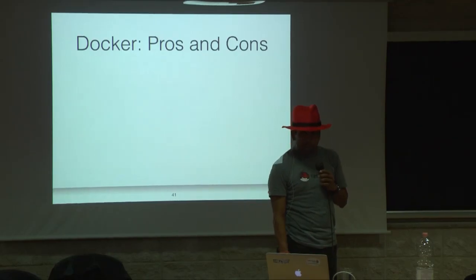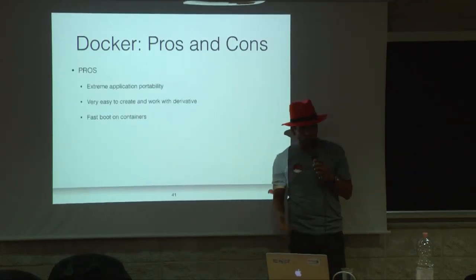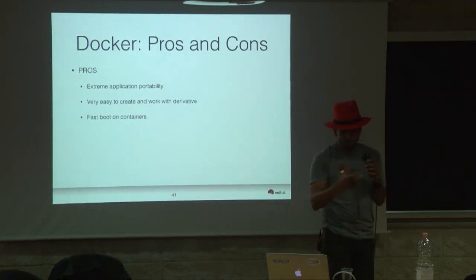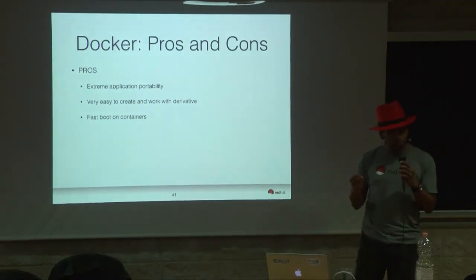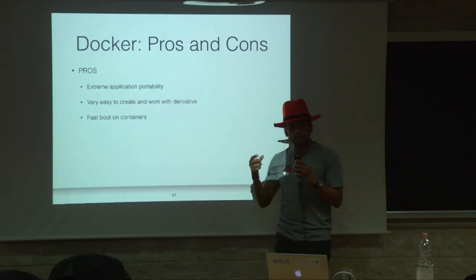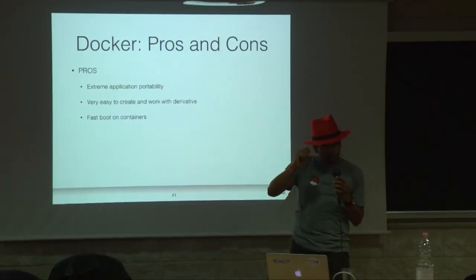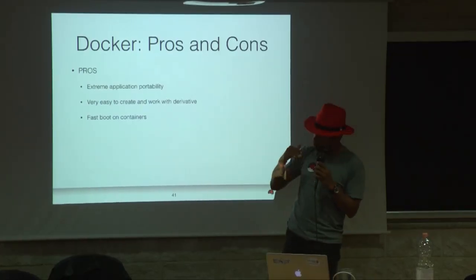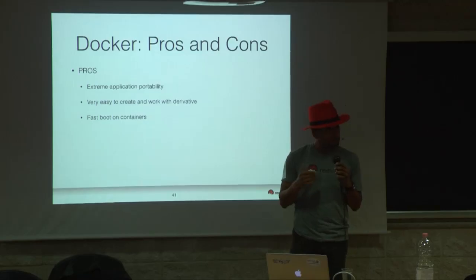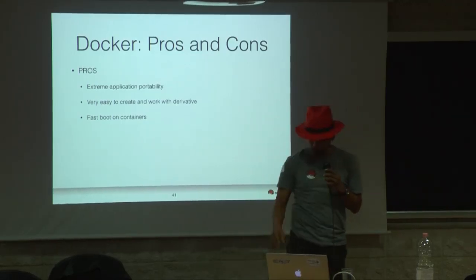So there are some pros to Docker, which gives you extreme application portability. You can take a container and share it with others. It's very easy to create your own derivative and work with those derivatives. For example, we looked at jboss/wildfly, how easy it is to derive from that image and add your own functionality. And it's a very fast boot on containers, so it really allows you to simplify your entire development cycle.